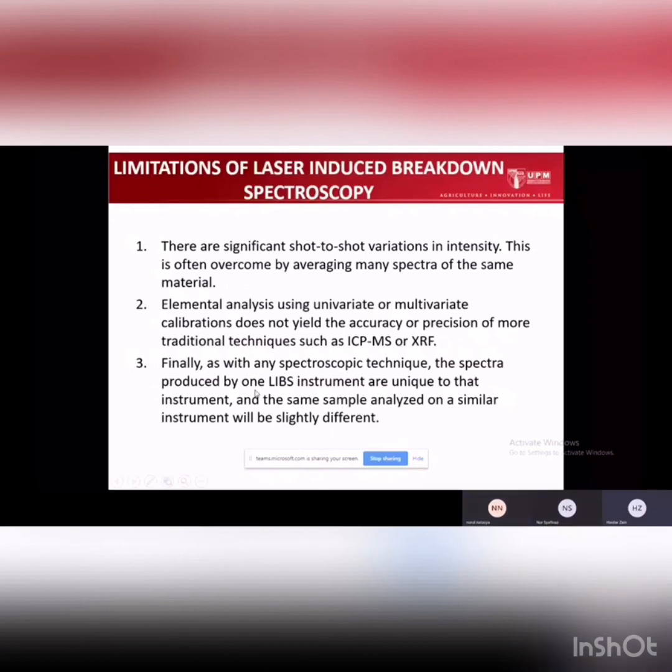So finally, as with any spectroscopy produced by an instrument, we need to calibrate that instrument. And the same sample analyzed on a similar instrument will be slightly different. Okay, so when we are using LIBS spectra to do profiling, these instrument differences are sufficiently large to prevent the combination of data.